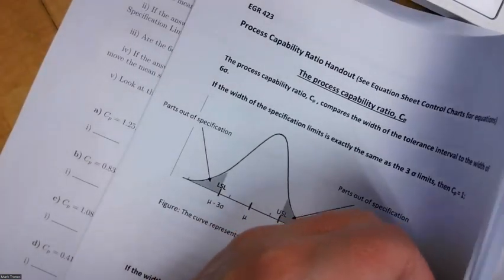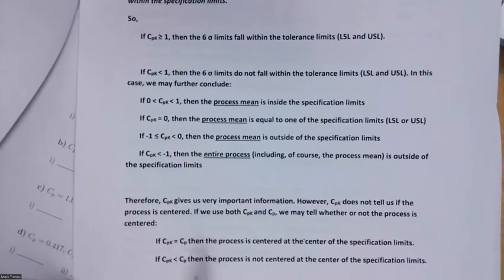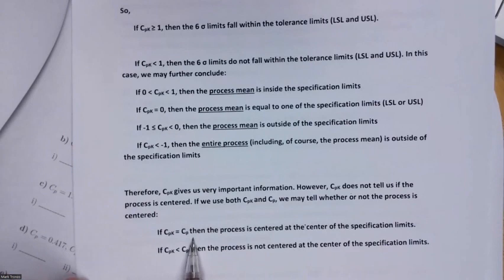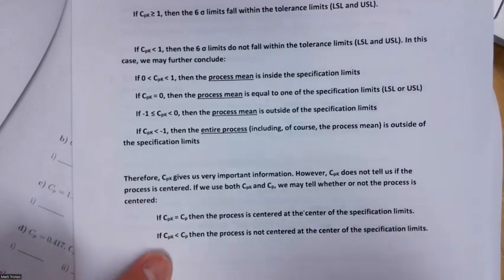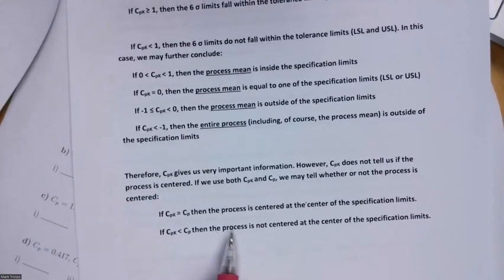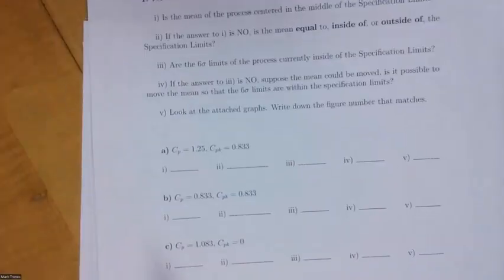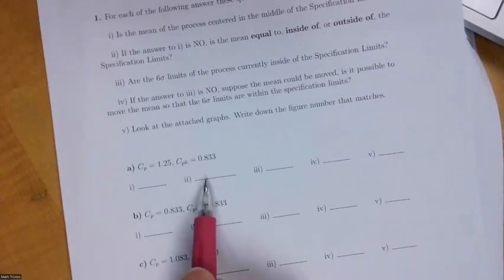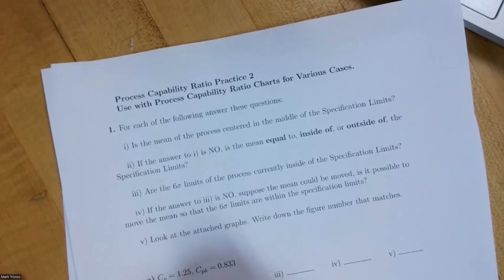If we look at this process handout here, if CPK is equal to CP, then the process is in the center of the specification limits. And if CPK is less than CP, then it's not at the center. Actually, it would have to be equal. So in this case, we would say, of course, no, it's not in the center.